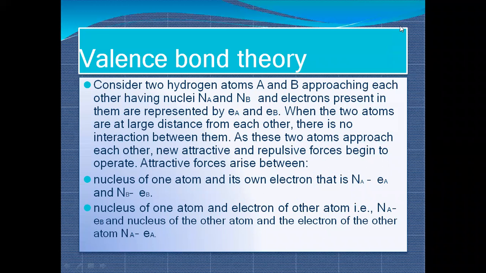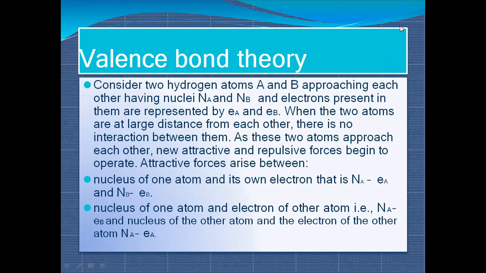In the previous class, we finished with the Werner theory, and now it's time for the valence bond theory. So, consider two hydrogen atoms A and B approaching each other, having nuclei Na and Nb. Na means the nucleus of atom A and Nb means the nucleus of atom B. And the electrons present in them are represented by Ea and Eb. Ea means the electron of A, Eb means the electron of atom B.